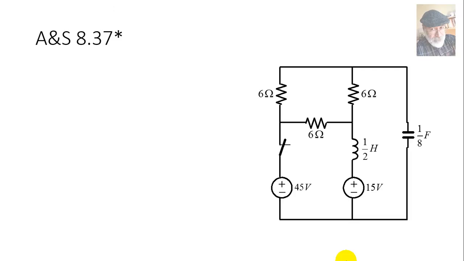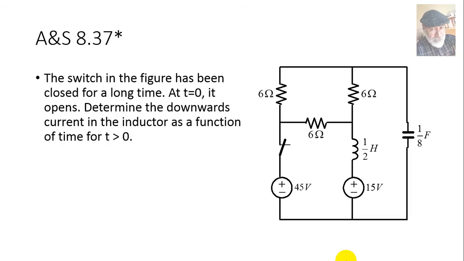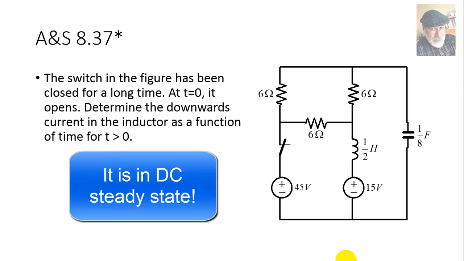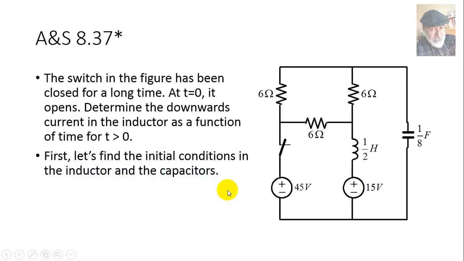The circuit is right here on the figure, and the problem says that the switch has been closed for a very long time, which is to tell the student that the circuit is in steady state. Because the two sources are DC, the circuit is in DC steady state. Now, first, we find the initial conditions in the inductor and the capacitor. We will need them both.